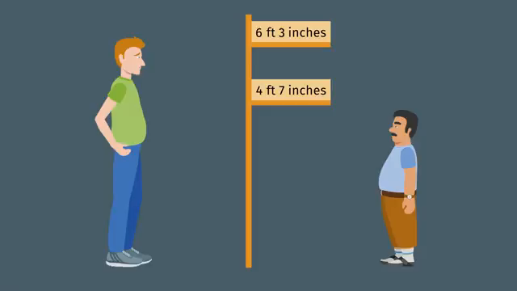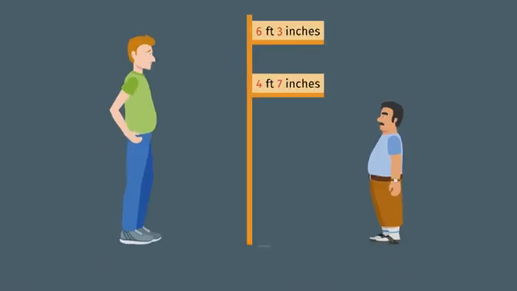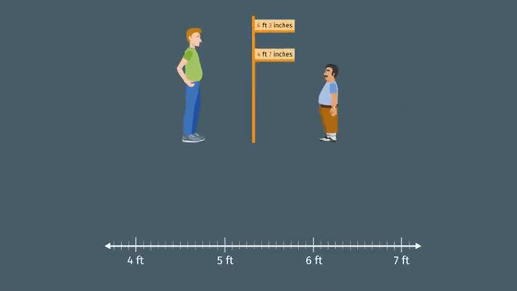You are only allowed to ride the roller coaster if you are at least 4 feet 7 inches in height or shorter than 6'3". Jerry is shorter than 4'7", while Larry is taller than 6'3". Let's have a look at the number line to see how this problem can be represented graphically.